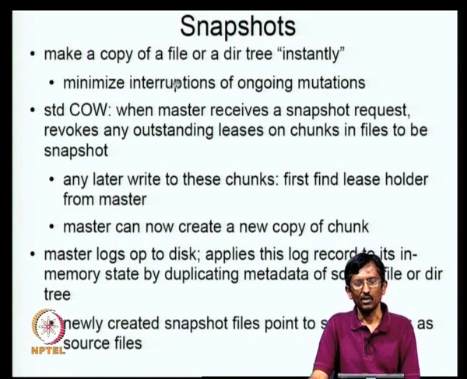Because you are going to make a copy of a file or directory, especially a directory, you have to make sure that you minimize interruptions of ongoing mutations. The snapshot should not stop the ongoing mutations, the ongoing changes. So it basically uses a standard copy-on-write kind of mechanism.